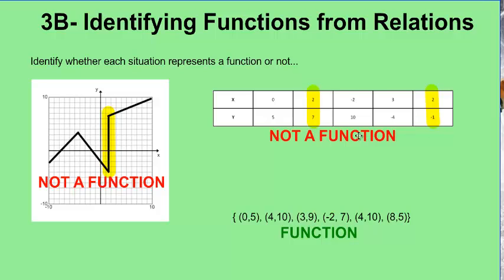Here in our table, we can see that it's also not a function. The 2 points that are highlighted both have an x-coordinate of 2, but have different y values. If you have the same x value, you must have the same y value in order for it to remain a function. And down below here in our set of coordinate points, we see that we do have a function, because although we see 4 is listed twice as an x value, it has the same y value of 10 both times. Therefore, it is a function.